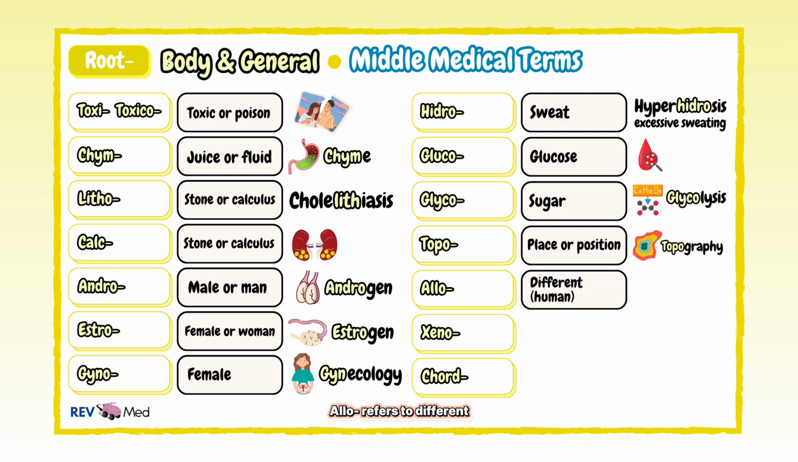Allo refers to different, a different human. You must be a different human if all you do is wear workout clothing, even while watching this video. Or you might be xeno, which means different as well, but also foreign or alien.